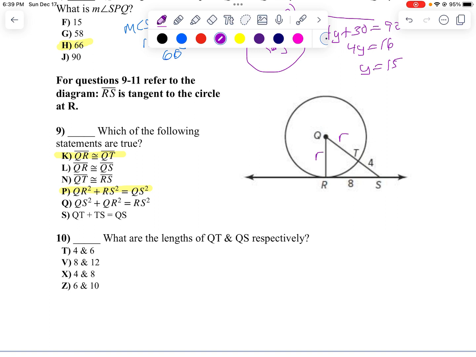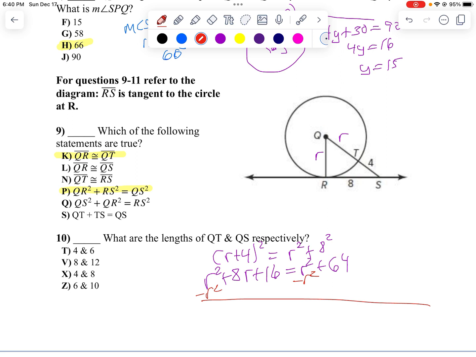So now my hypotenuse is R plus 4, and equals R squared plus 8 squared. R plus 4 squared is not R squared plus 16. Remember that? You've got to multiply R plus 4 by R plus 4, so we get R squared plus 8R plus 16 equals R squared plus 64. Okay, I can subtract R squared from both sides, and look at that. Everything reduces out. So I've got the equation 8R plus 16 equals 64. Well, let's subtract 16 from both sides.